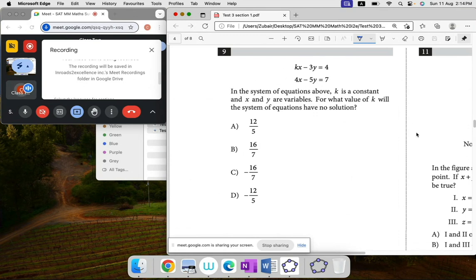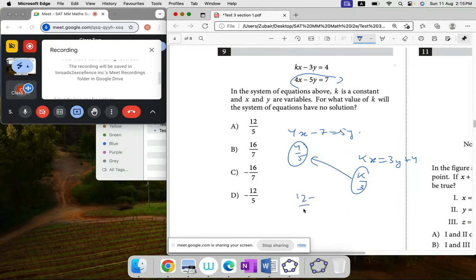In the system of equations above, k is a constant and x and y are variables. For which value of k will the system of equations have no solution? That means they are parallel. So in the second one, if I make y the subject, 4x minus 7 is equal to 5y. 4 by 5 is the gradient in the second one. The first one is giving me kx equal to 3y plus 4. I'm not interested in the y-intercept, so this is k by 3. So these two should be equal. If they are equal, 12 over 5 equals k. If k has this value, they are parallel and have no solution.